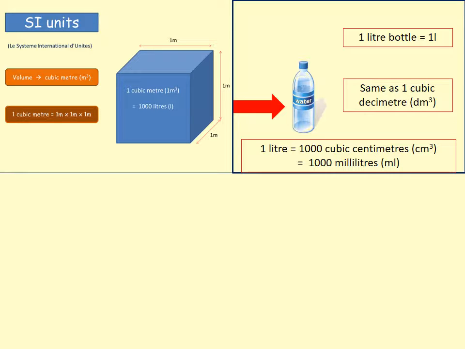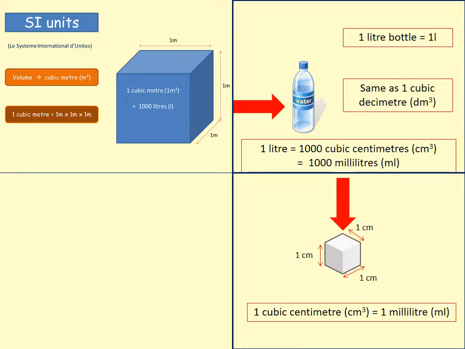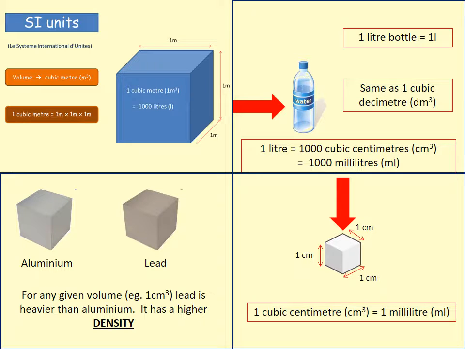So 1 liter equals 1,000 cubic centimeters or 1,000 milliliters. And 1 cubic centimeter is equal to 1 milliliter. So an object which is 1 centimeter by 1 centimeter by 1 centimeter would be a milliliter. For any given volume, for example 1 centimeter cubed, the metal lead is heavier than aluminium. So we call it a higher density. So lead has a higher density than aluminium.